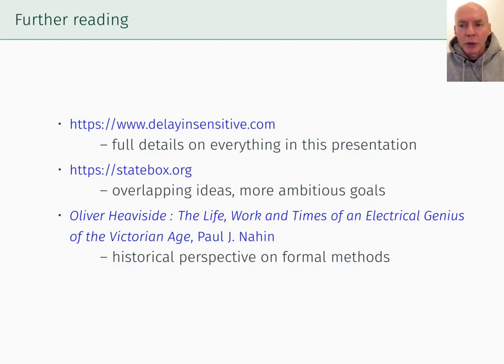Its goals appear to be more ambitious. From what I can gather, they're looking for a unifying theory of concurrent distributed computation, whereas I'd be happy if I could just get a circuit to work. It's well worth checking out, especially if you like category theory. And the third reference is some light reading if you're bored at home.